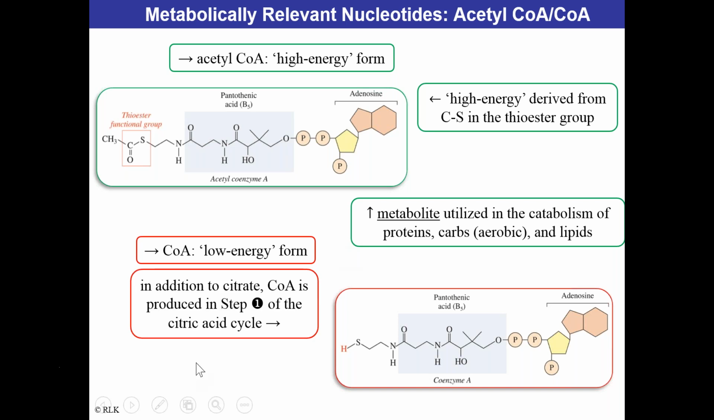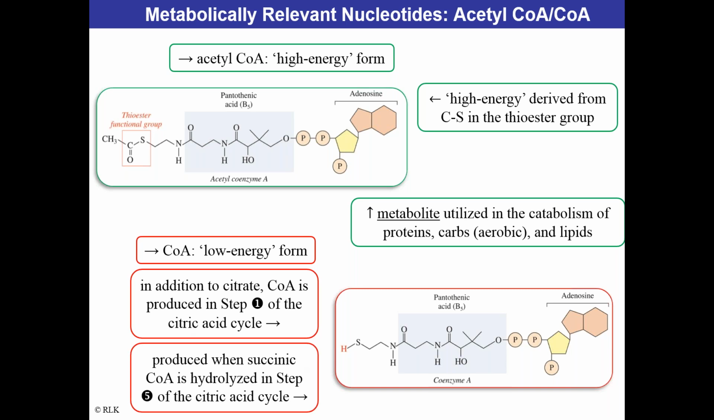Now, I'm going to make a note here that in addition to citrate, coenzyme A is produced in step 1 of the citric acid cycle. We're going to talk about the citric acid cycle and the different steps in it, but it's important to know that citrate is there, but coenzyme A is also there. So we'll be revisiting this, and it's also produced when succinyl CoA is hydrolyzed in step 5. So it's going to be a major part of that transfer of energy from a glucose.